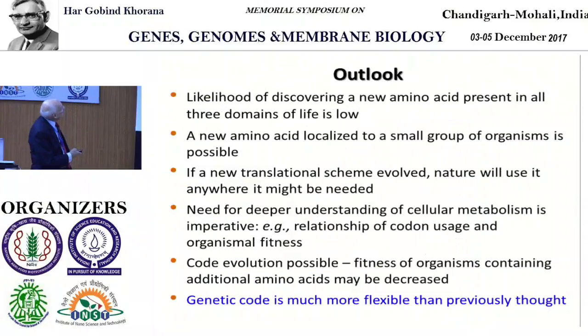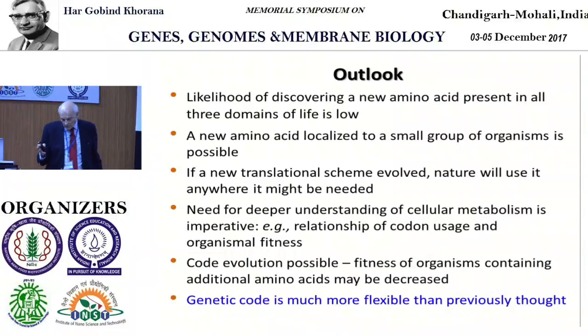So with this, I would like to leave you with the thought that the likelihood of discovering a new amino acid present in all 3 domains of life is exceedingly low. I don't think it's going to happen because we have analyzed, sequenced so many already. But a new amino acid localized to a small group of organisms is possible. And this is of interest, like with pyrrolysine.